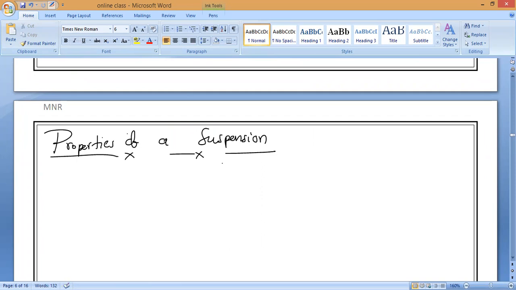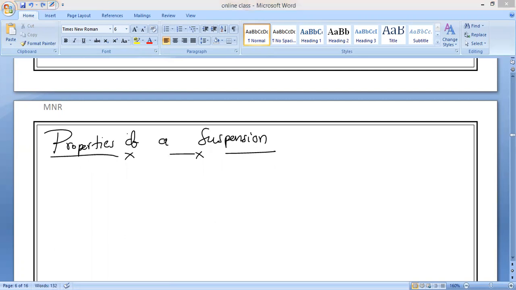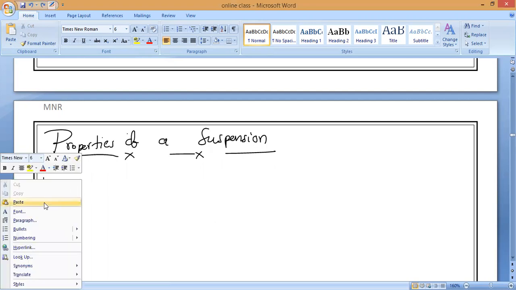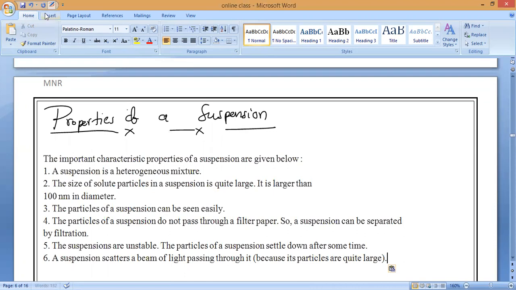Everyone write it. How many properties will you be expecting, same as solutions? 6 properties. Okay, so I will tell you all the 6 properties. Learn all the 6 properties and make everything clear. Whatever doubt you have, ask me.